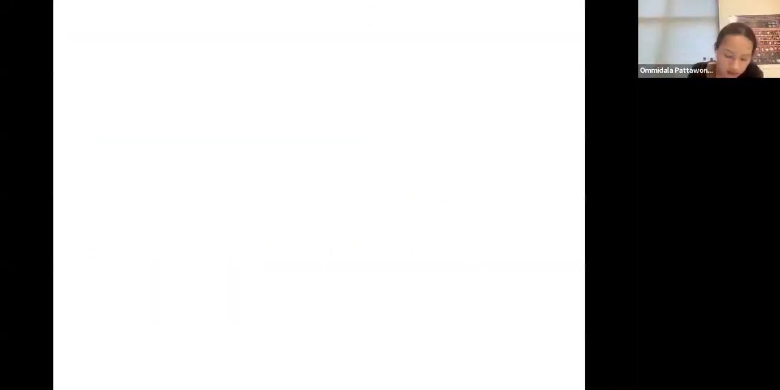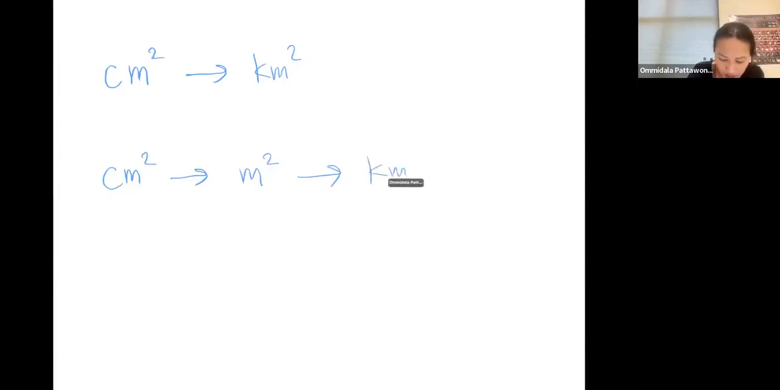What do I mean by that, right? So for example, if you need to go from, let's say, centimeter square to, let's say, kilometer square, for example, like area, this is describing area, right? So what do we do? Well, in this case, you are going to have to go through the base unit first. So that means centimeter square to meter square first, and then we're going to go to kilometer square.